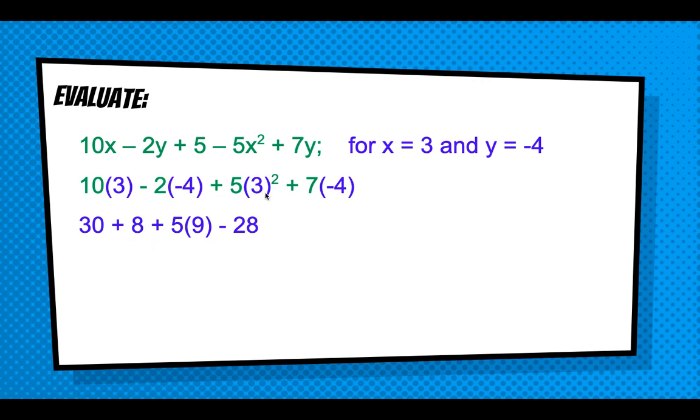With this third term, I did my 3 squared before I can multiply by the 5. So that's why we still see 5 times 9. And then 7 times -4 gave us a -28. So we still need to take care of one more piece of multiplication. That's that 5 times 9 to get 45. And then we're just adding and subtracting to combine those last 4 terms to get 55.